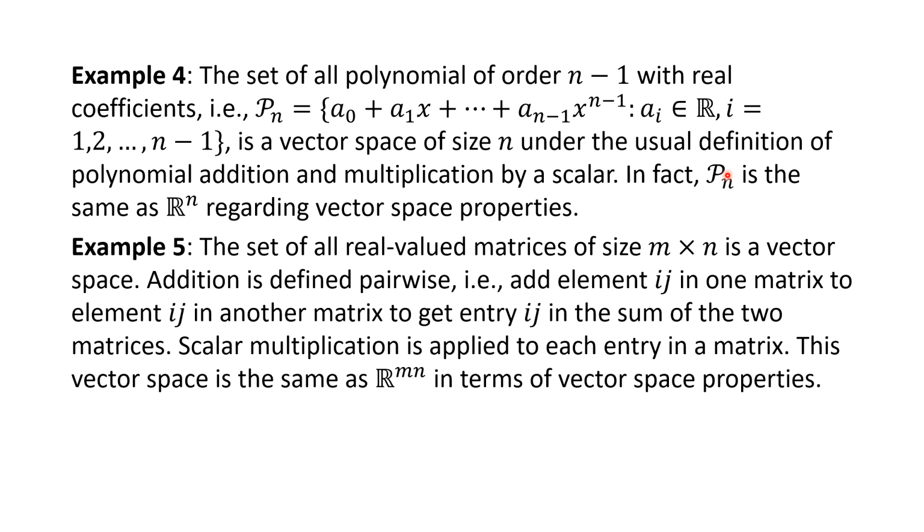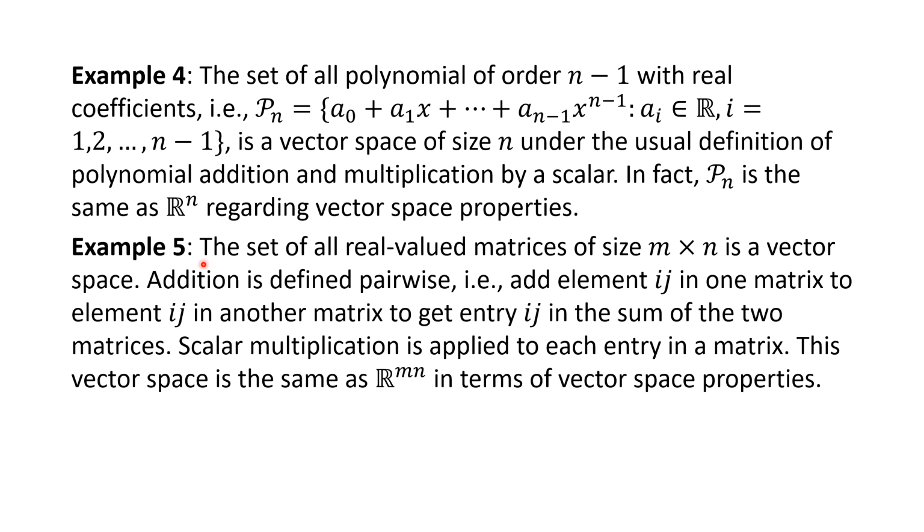In fact, P_n is what's called isomorphic to R^n. We'll talk about that several videos in the future, but it's basically isomorphic. In fact, we can say even more than that. All finite dimensional vector spaces of the same dimension are isomorphic. They basically have the same properties as far as vector spaces.